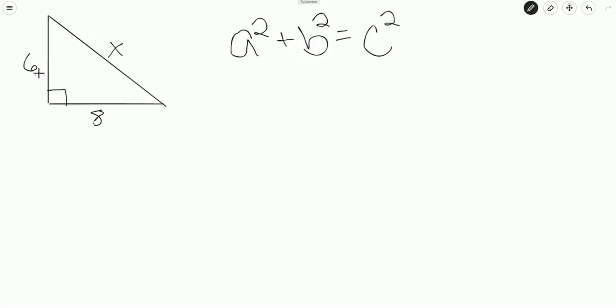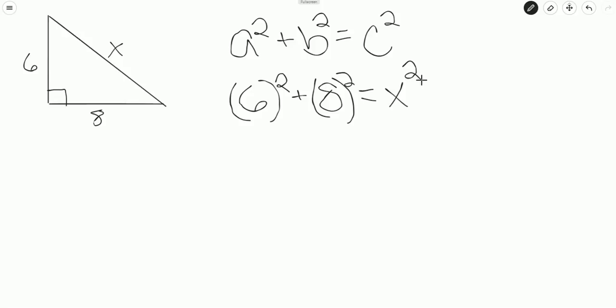So we can use whichever shorter side, it doesn't matter. A or B can be either one. I'm going to use this one here as A. So I'm going to use 6 as A. I'm going to plug in 6 squared plus 8 squared. I like to use parentheses always when I'm plugging in. And then I'm going to write x squared because in this example, x is the hypotenuse. So x is going to be c.